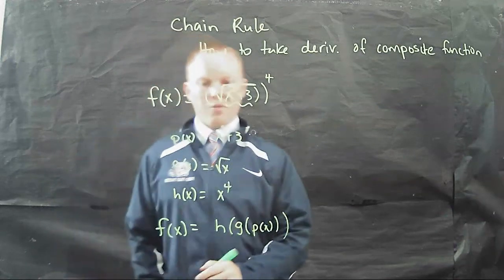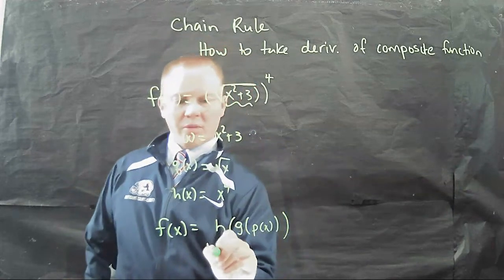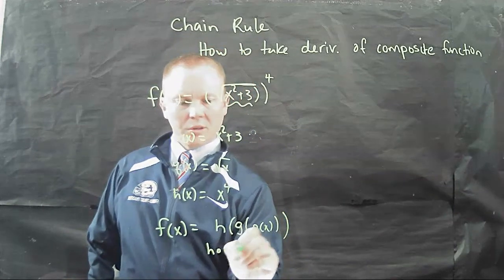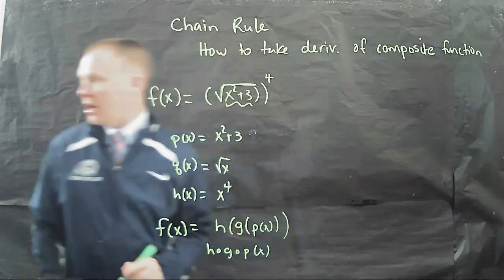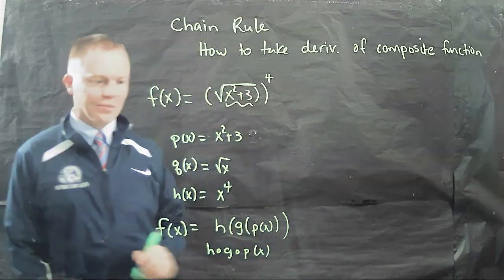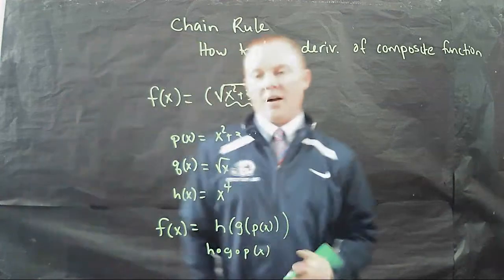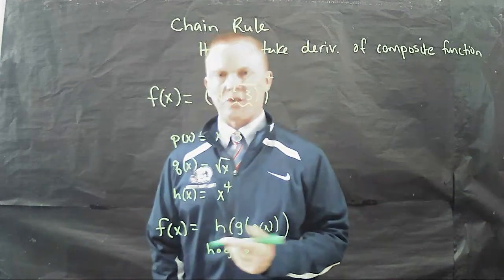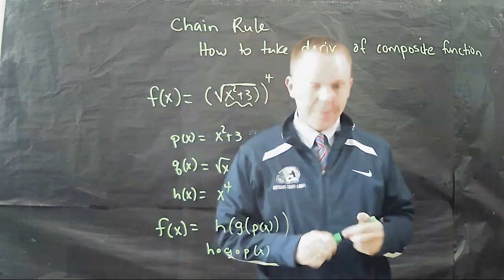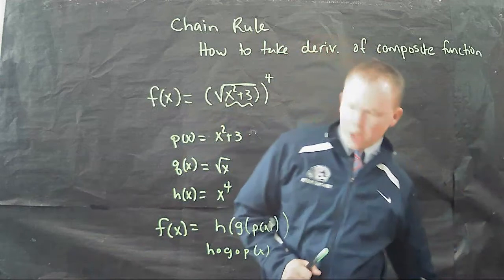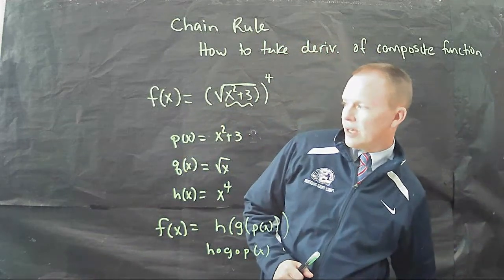If you remember that. Maybe in some textbooks you might remember the little tiny circle there, h circle g circle p. But yeah, that's a composition of functions. So the question is how do we take the derivative of something like this? Okay, so I'm going to pause, erase the board, and then come back and we'll show you.